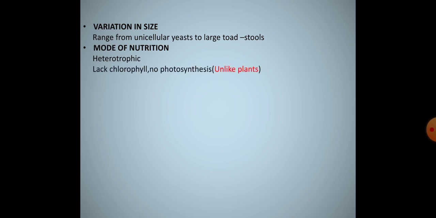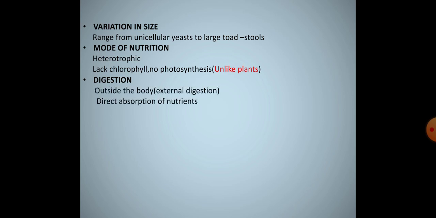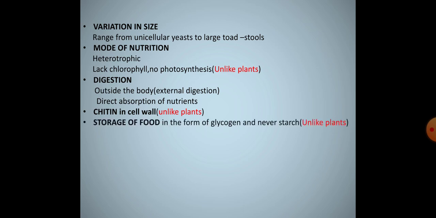Toadstools are mushroom-like. Mode of nutrition is heterotrophic and absorptive, lack chlorophyll, no photosynthesis, and in this feature they are different from plants. Digestion outside the body, that is external digestion, as there is an external enzyme system which helps in the digestion of food externally, and so direct absorption of nutrients occurs from the outside. Cell wall contains chitin and not cellulose.